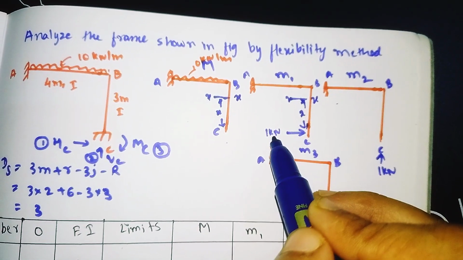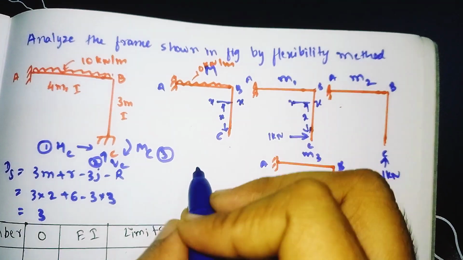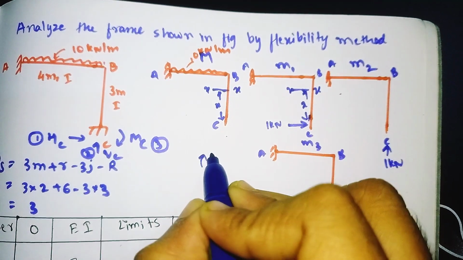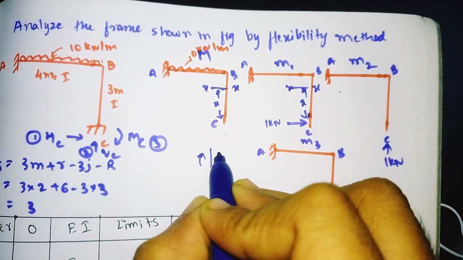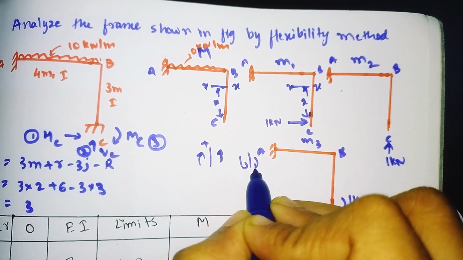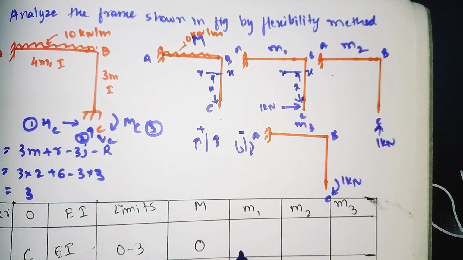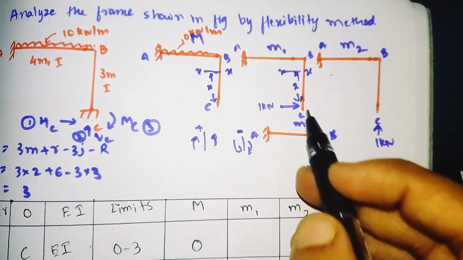From this section, it is acting at a distance of x. So it is going upward. No, we need to take the positive. The sign convention you all know: going upward, we need to take the positive, and downward we need to take the negative. So it is going upward, so we need to take the x.